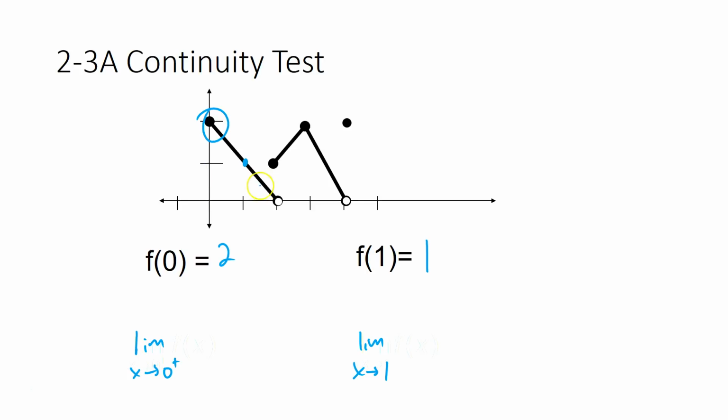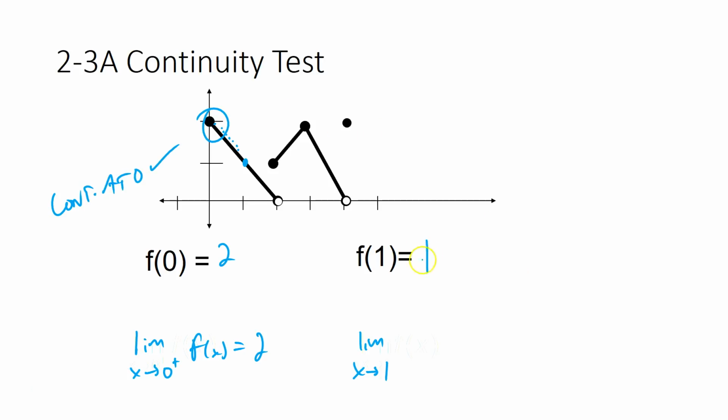So as we approach 0 from the right side here, those y values, as we march up the line here, are getting closer and closer to 2. So the limit as x approaches 0 from the right of f of x is equal to 2, which is the same as the function value. So we are continuous at 0.